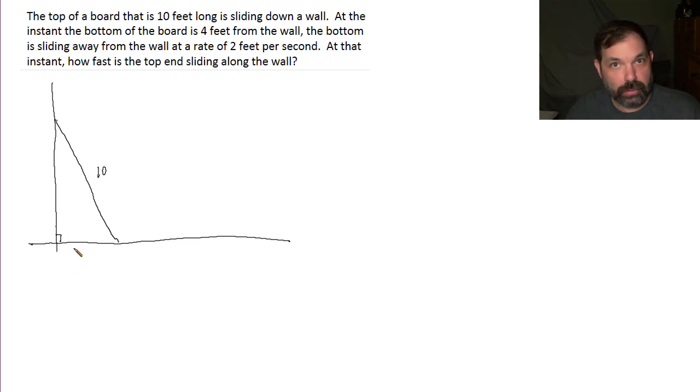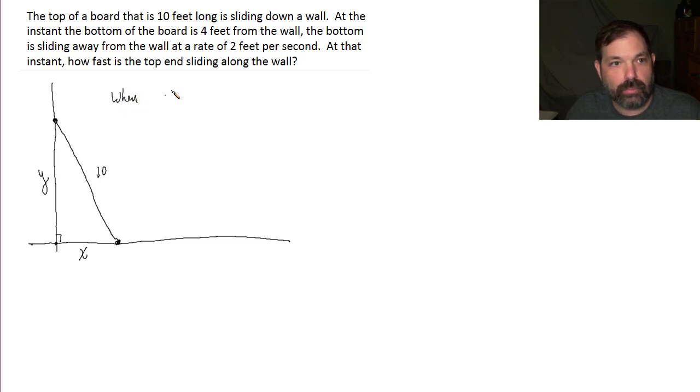So we have two variable quantities. The distance between the base and the wall, let's call that x. The distance between the top and the ground, let's call that y. So then, now that we have this diagram, at the instant the bottom of the board is 4 feet from the wall, the bottom is sliding away from the wall at a rate of 2 feet per second.